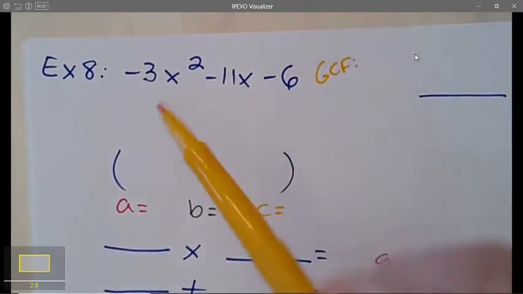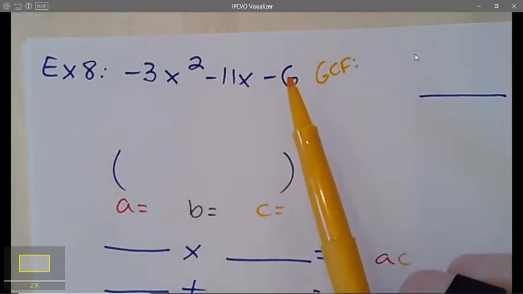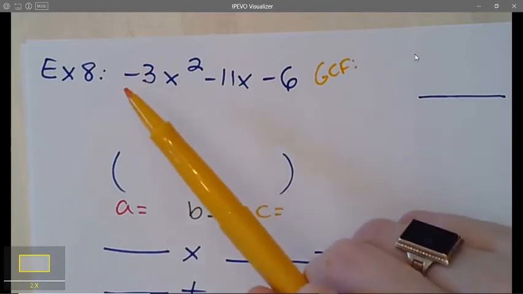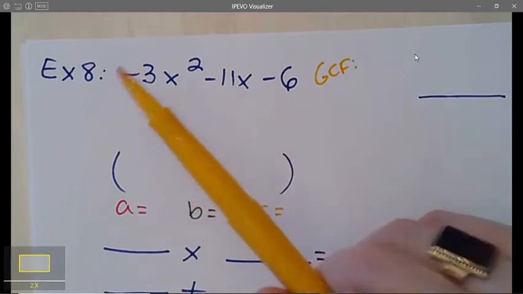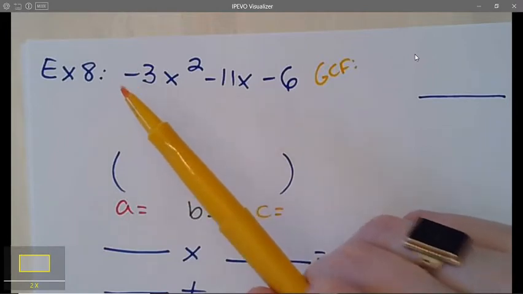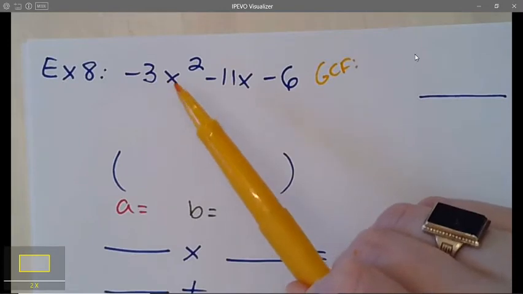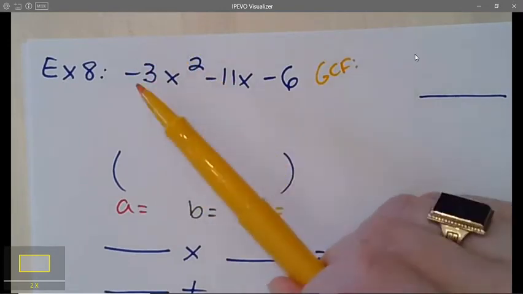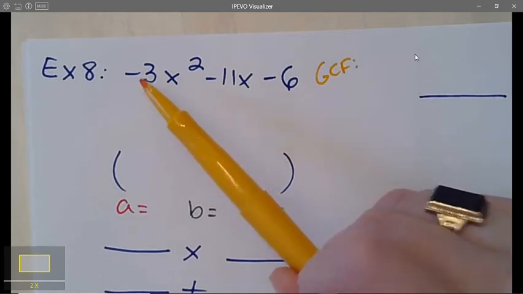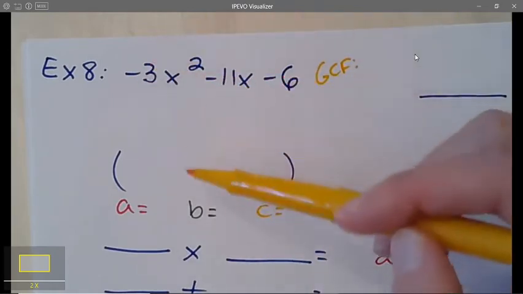Okay, so what is the largest number that will divide into 3, 11, and 6? Well, that would be a 1. But, if you guys remember, we do not like the leading coefficient of our polynomial to be negative when we factor. Usually things just don't work out, things don't simplify down. So we really want the leading coefficient to be positive.